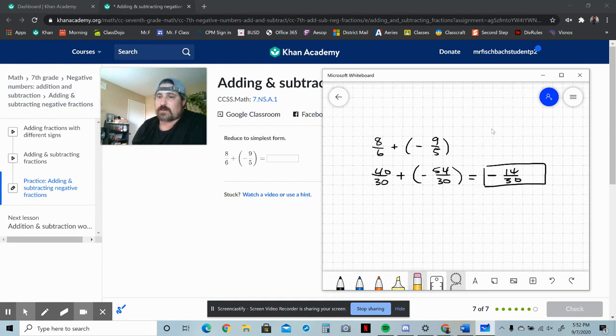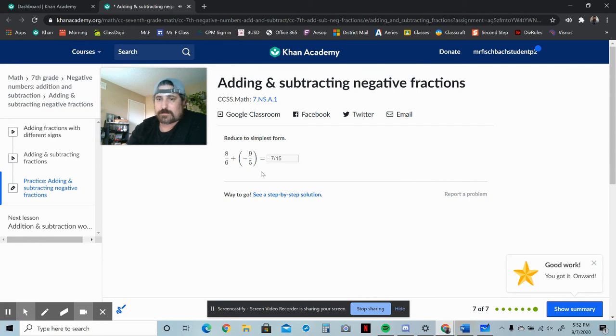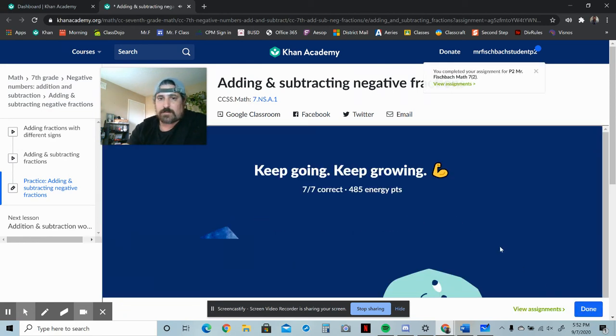But can you simplify it? Because you can divide top and bottom by 2. So half of 14 is 7, half of 30 is 15. So really what you're looking at here is negative 7/15. And then you're done. So I put over here, negative space 7/15. And that's it. That's how you do that problem set.